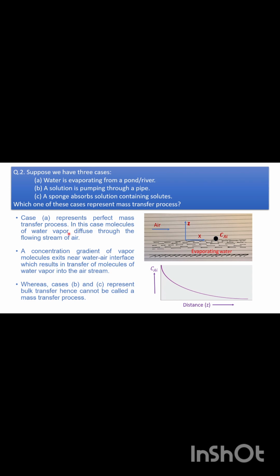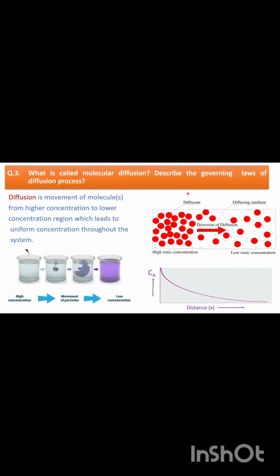In this case, molecules of water vapor diffuse through the flowing stream of air. A concentration gradient of vapor molecules exists near the water-air interface, which results in transfer of molecules from water vapor into the air stream. Whereas cases B and C represent bulk transfer, hence cannot be called a mass transfer process.